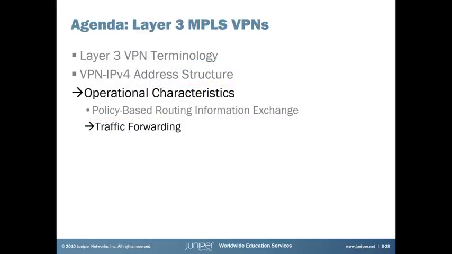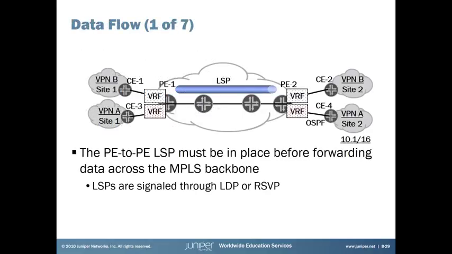Okay, so that was the flow of control information. Well, let's take a look now at how data flows through. So what we've got here is a label switch path. Before we even start any of this, we've got a label switch path set up between the PE routers. That is generally signaled by LDP or RSVP. In our labs, we're going to use RSVP.